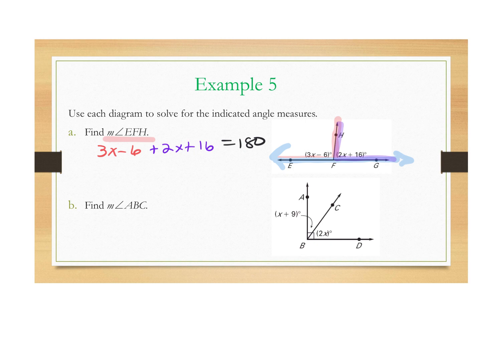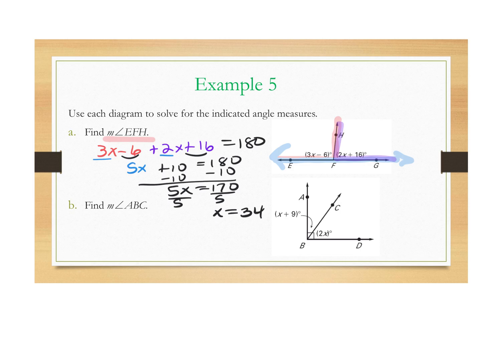So I'm going to go ahead and combine my like terms. 3x plus 2x is 5x. And then negative 6 plus 16 is 10. Use my algebra skills. 5x equals 170. Divide by 5. And x equals 34. Notice that was the same equation that I ended up solving before. Now, remember, read questions carefully. It didn't want x. It wanted me to find the measure of EFH.